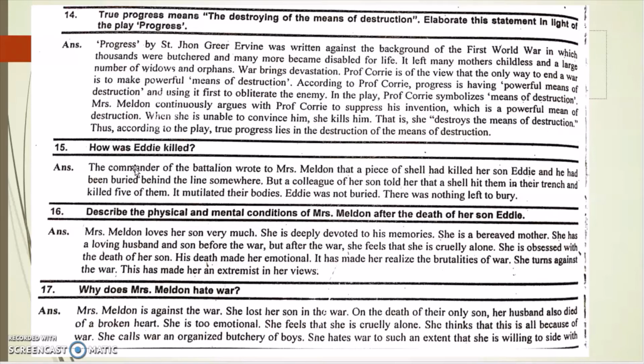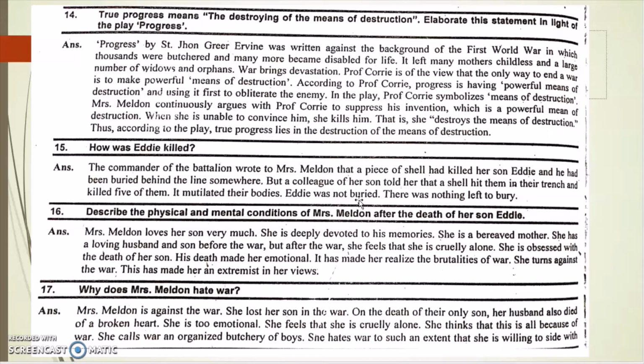How was Eddie killed? Eddie is the son of Mrs. Meldon, and he is also the nephew of Professor Corey. The commander of the battalion wrote to Mrs. Meldon that a piece of shell had killed her son Eddie and he had been buried behind the line somewhere, but a colleague of her son told her that a shell hit him in their trench and killed 5 of them. It mutilated their bodies. Mutilated means they were totally destroyed. They were blown to pieces.